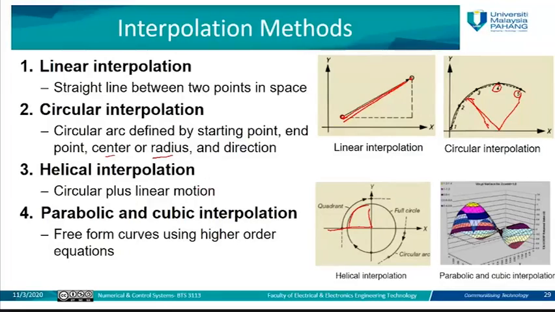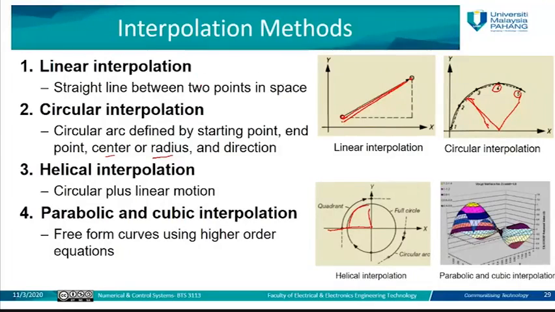The fourth and last type is parabolic and cubic interpolation. It is more complicated, like this figure here, which consists of spherical shapes or curves with lines, and this will be defined by using high order equations. High order equations define the semicircle, the spherical shape, and more 3D shapes. So all these types or methods of interpolation can be defined by using a device in the NC machine, or by using software and equations in CNC machines.